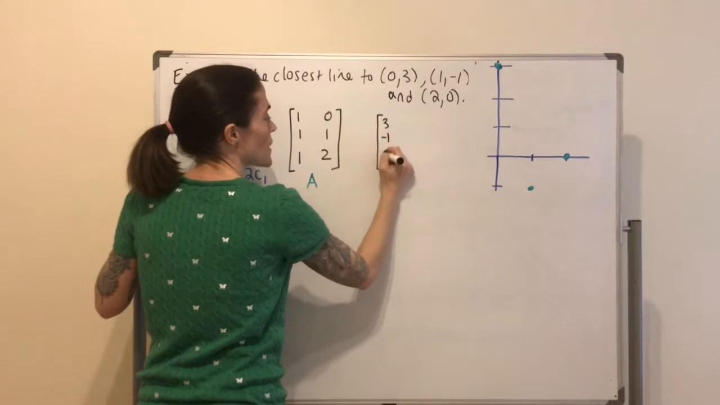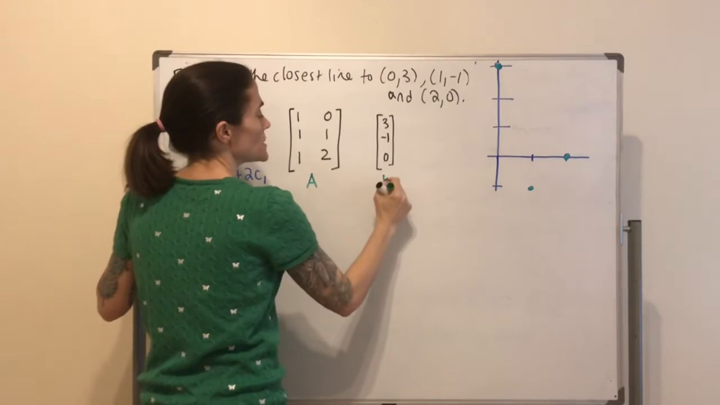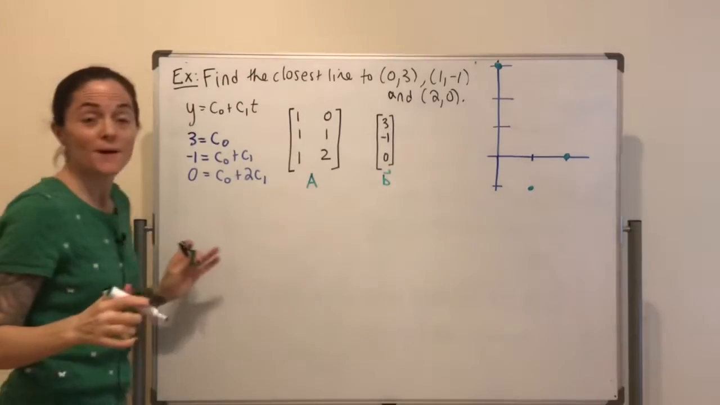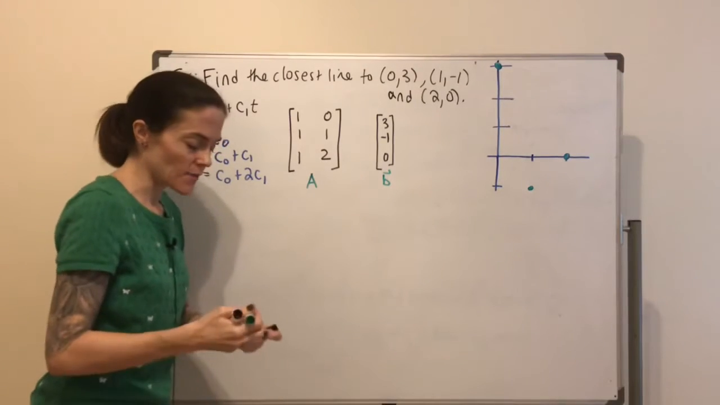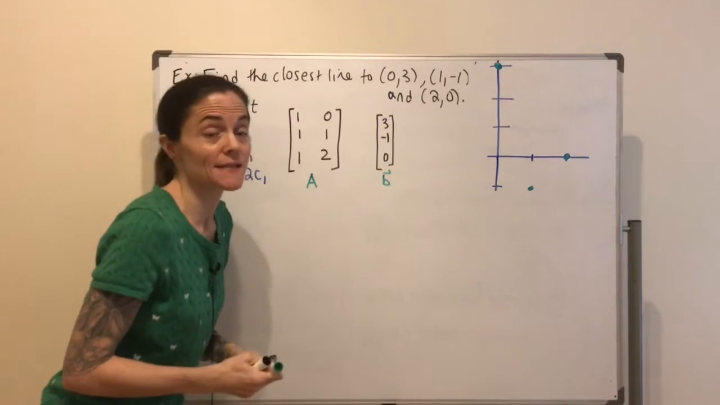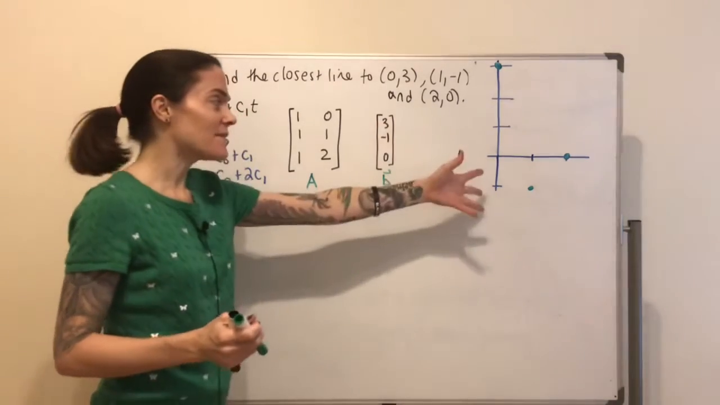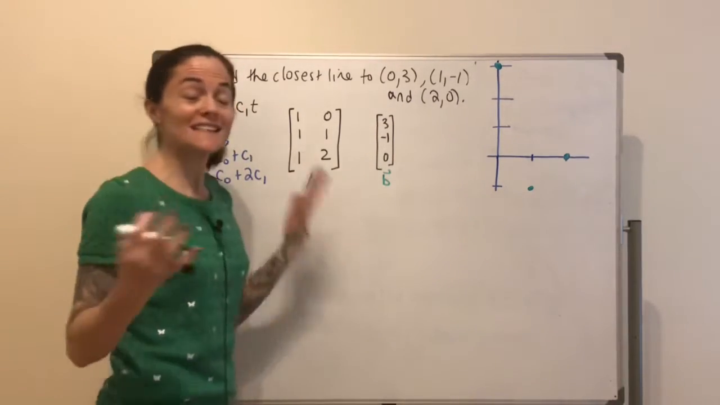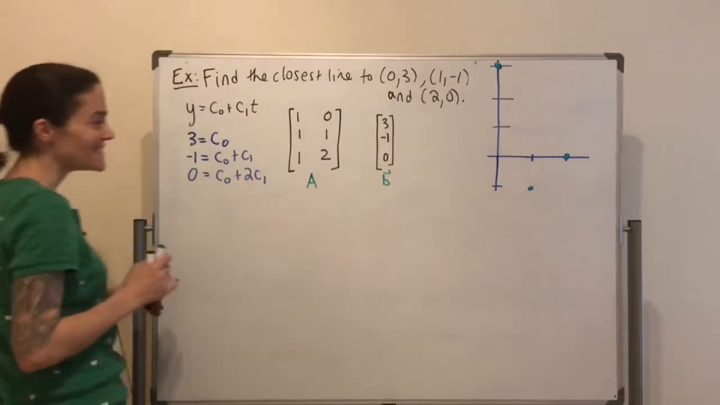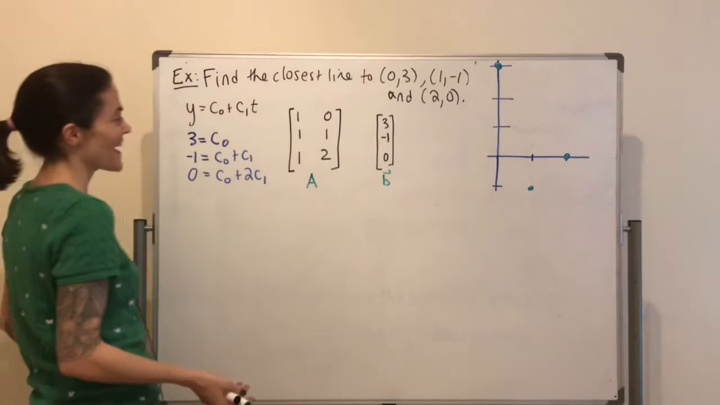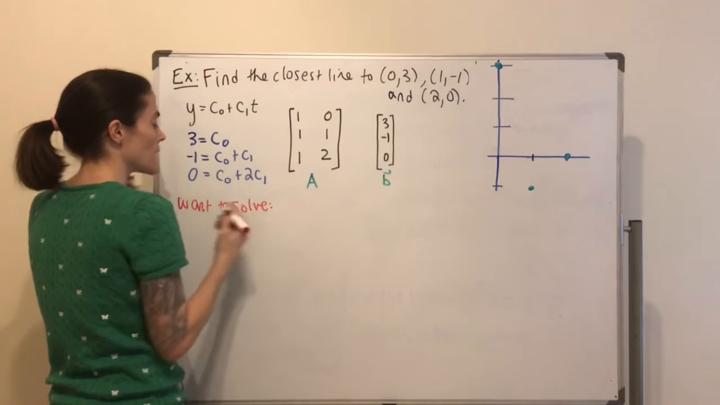3, minus 1, 0. This is B. Now, you can certainly form the augmented matrix with A, augment it with B, and then perform elementary row operations, and you will realize this is an inconsistent system. However, I just realized it geometrically, looking at the 3 points, and there is no line that passes through all 3.